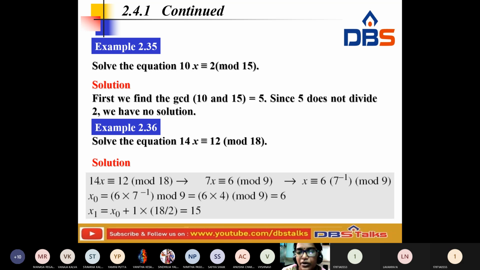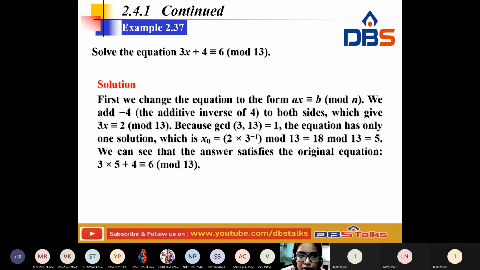Here previously we have discussed some problems with some formulas. Based on those formulas, they are applied here. That is not that important here. Previously, this is the solution we have done with the example they have given here.